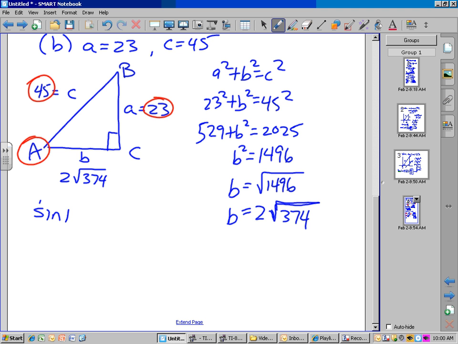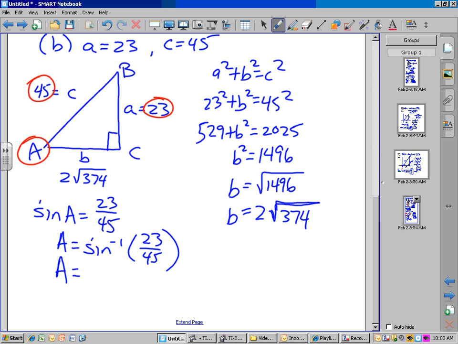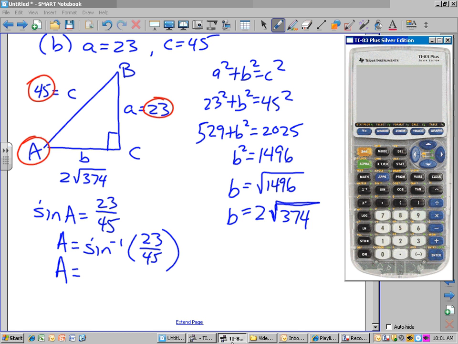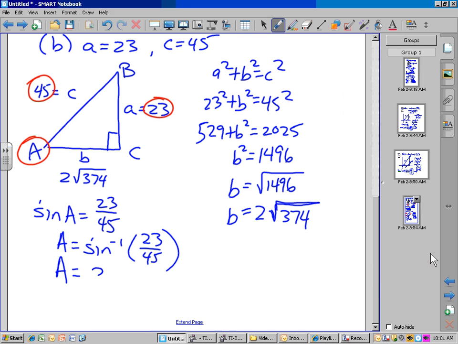Sine of A equals 23 over 45. To isolate A, we move the sine over. It becomes the inverse sine. A is what angle? Inverse sine of 23 over 45. Looks like 30.7 degrees.